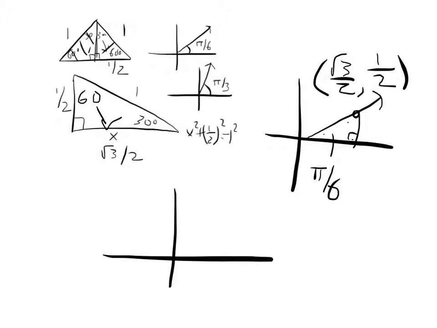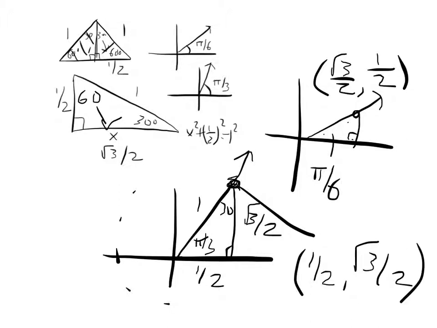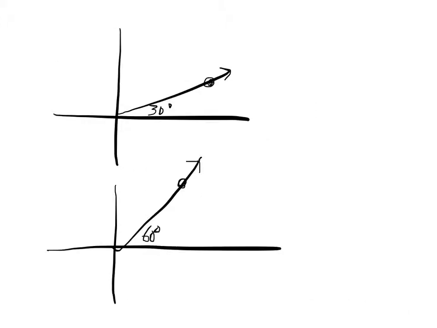And consequently, if I look at the pi over 3 angle, things are just going to reverse. If this is my pi over 3, my 60 coming down, this is going to be my 30. If this is 1, opposite the 30 is 1/2, opposite the 60 is root 3 over 2. So the point on that terminal side that lies on the unit circle has coordinates 1/2, comma, root 3 over 2. And again, do these need to be memorized? Absolutely.